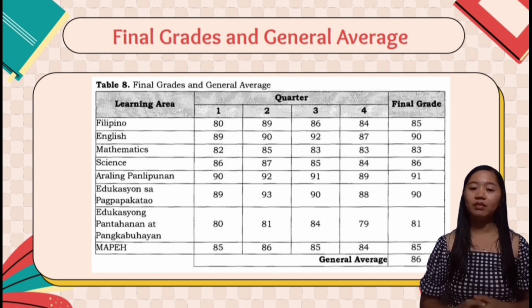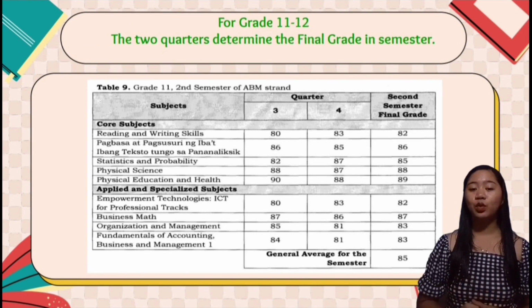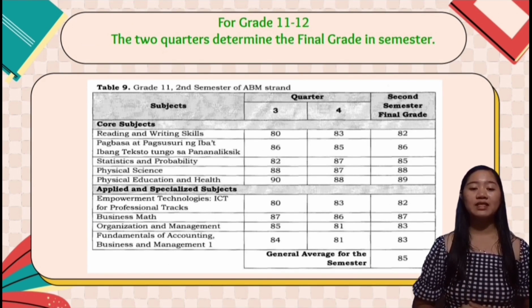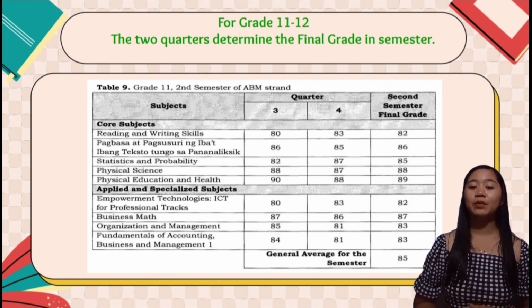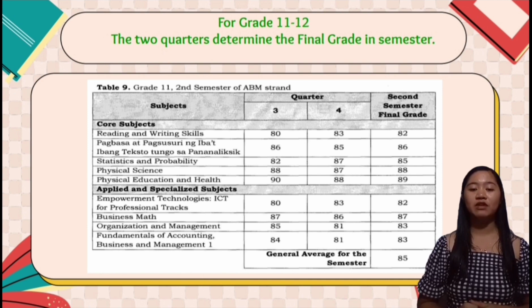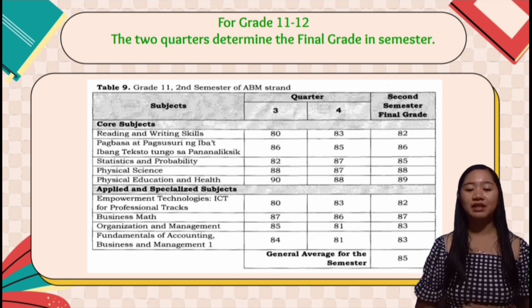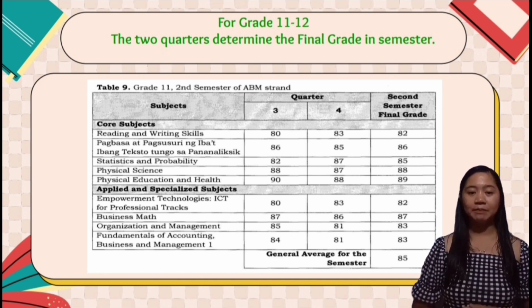For grades 11 and 12, the 2 quarters determine the final grade in a semester. Table 9 shows an example in grade 11 second semester for the Accountancy, Business and Management, or ABM, strand.